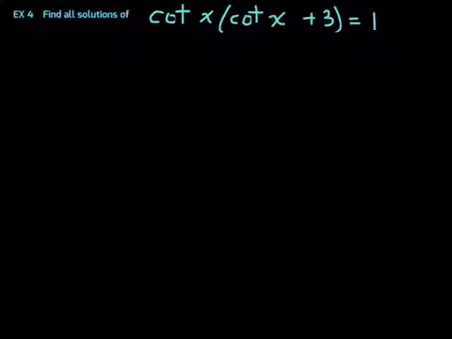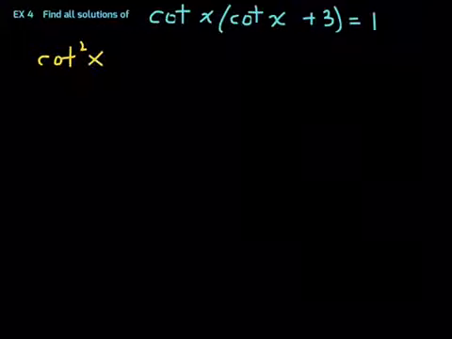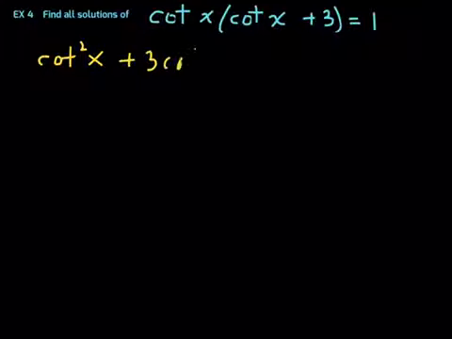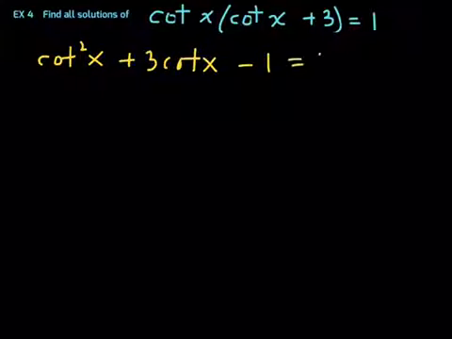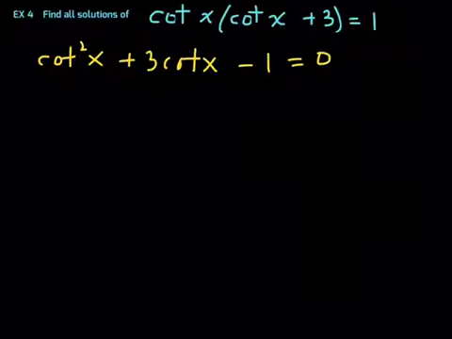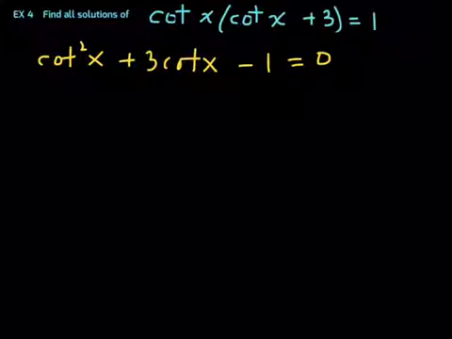So when you distribute cotangent of x, you get cotangent squared of x plus 3 times cotangent of x, and then you would subtract that 1, right? And now you have it equal to 0. Now you would try to factor this probably, and you know what? This doesn't factor. But it is quadratic in form, so we can use the quadratic formula if you like.